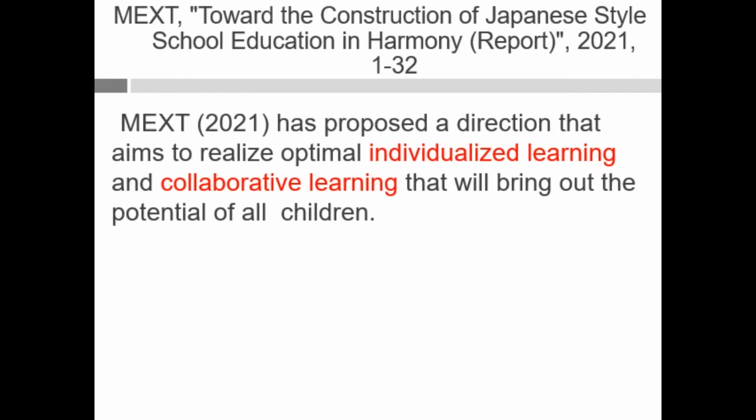Japan's Ministry of Education, Culture, Sports, Science, and Technology, MEXT, has proposed a direction that aims to realize optimal individualized learning and collaborative learning that will bring out the potential of all children. However, many problems have been reported in the consideration of science education to date in the realization of collaborative learning.